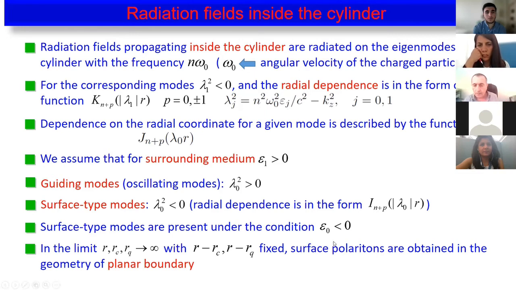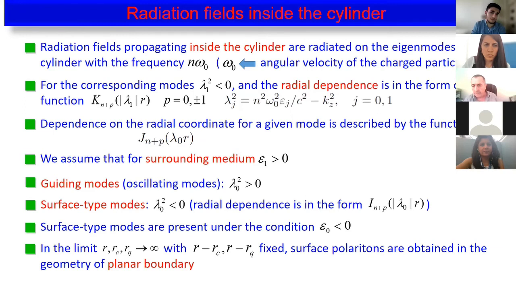Here we assume that the surrounding medium has positive electric permittivity. In particular, we can take vacuum. And for guiding modes, this lambda 0 square is positive. This means that guiding modes are volumic modes inside the cylinder. Surface type modes are present when this lambda 0 square is smaller than 0.